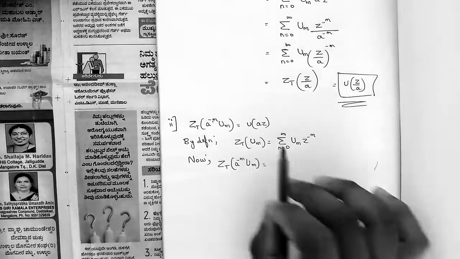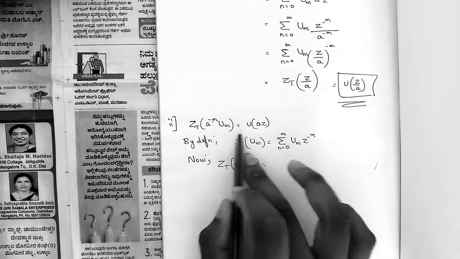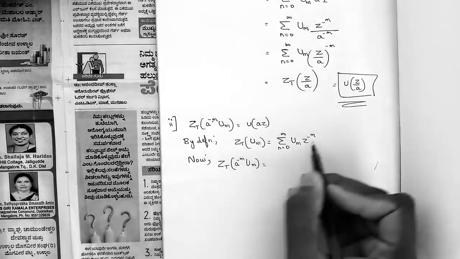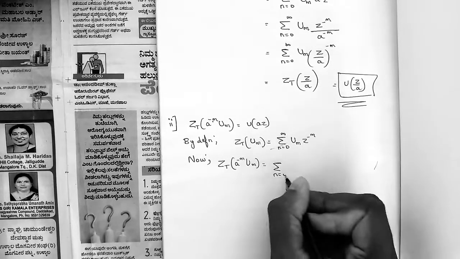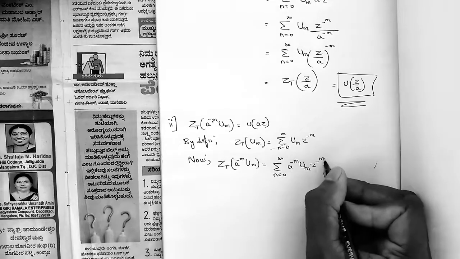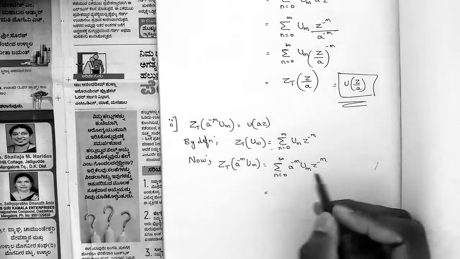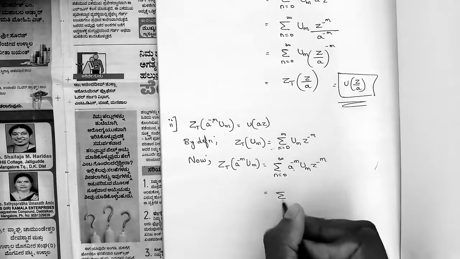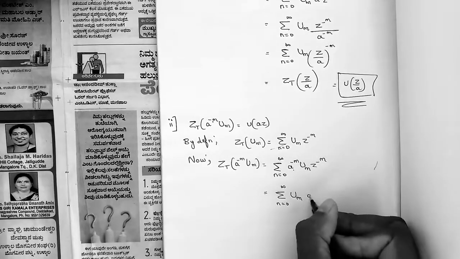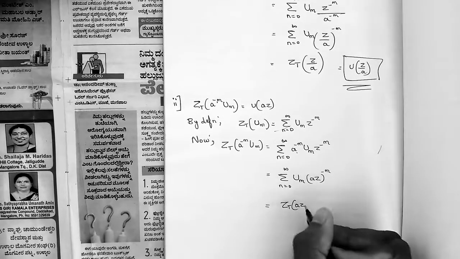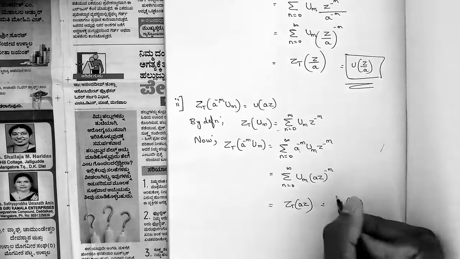This is the second condition, that is, the z transform of a power minus n into u of n is equal to U of a into z. So now we need to prove this RHS by considering the LHS, that is, the z transform of a power minus n into u n. By using the definition, as we have used in the previous problem, replace this u n by a power minus n u n into z power minus n. Here both the powers are minus n, so we can multiply the bases together and take the power outside: a z to the power of minus n. Again this corresponds to the z transform of a z. Also it can be written as U of a z.